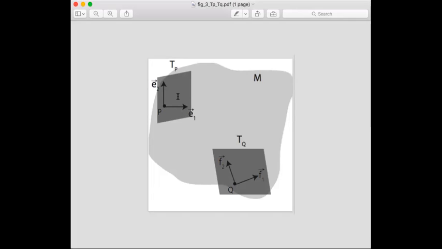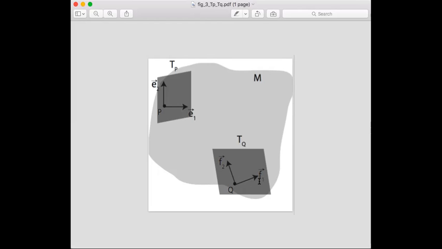Now he's saying that if we move to a different point, let's say point Q, we have a different tangent space. So I wanted to actually draw that for you and show you. Here we're at the point Q, also a point in the same manifold, but because it's separated from point P by a finite distance here, we have a different tangent space. And so here we can find vectors. I decided to give them different names, F1 and F2.